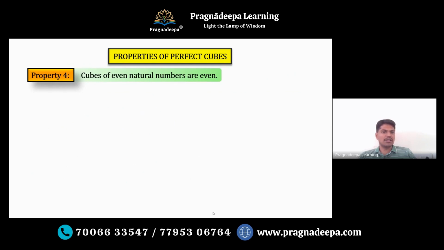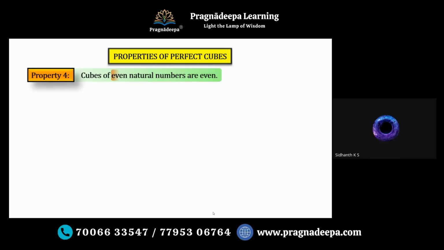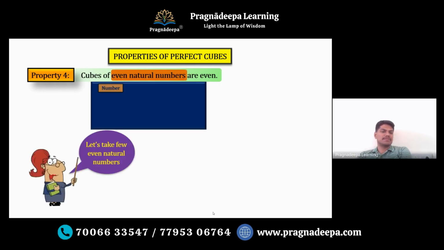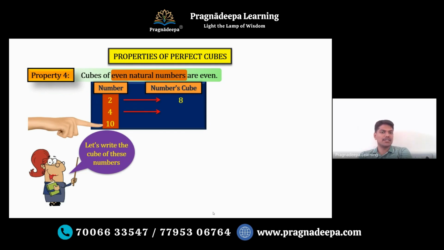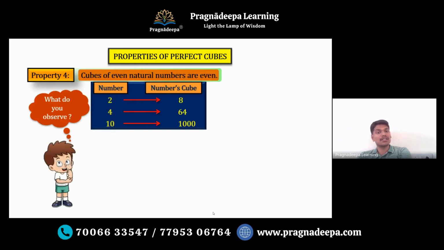Now think about cubes of even natural numbers. Take any even number and cube it, what happens? It is always even, correct? Yes, sir. For example, take 2, 4, 10. Are they even numbers? Yes, sir. Let's take the cube. 2 cube is 8, 4 cube is 64, 10 cube is 1000. Is it again an even number? Yes, sir, they are all even.